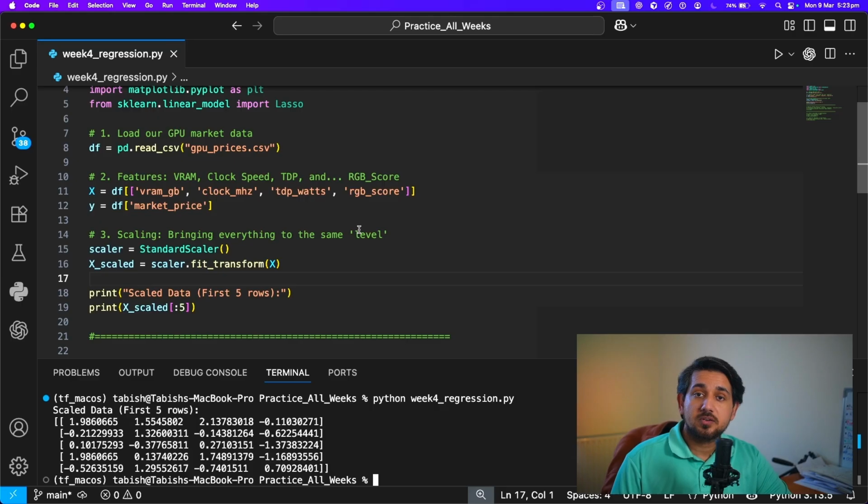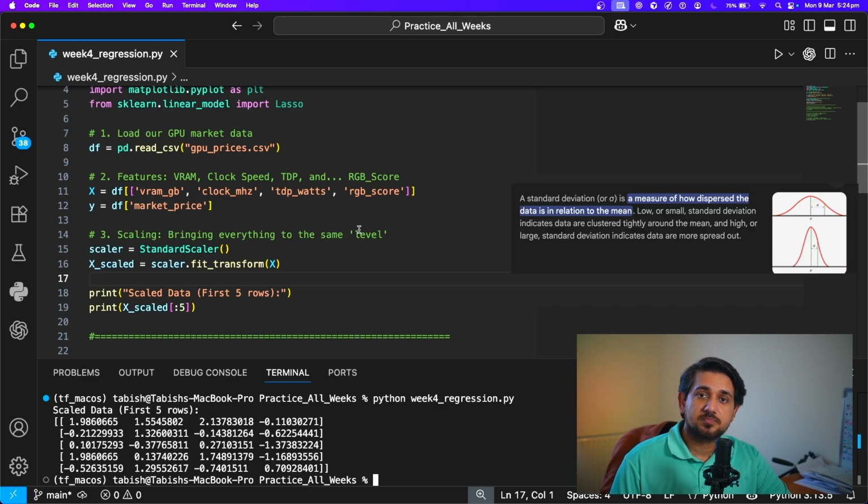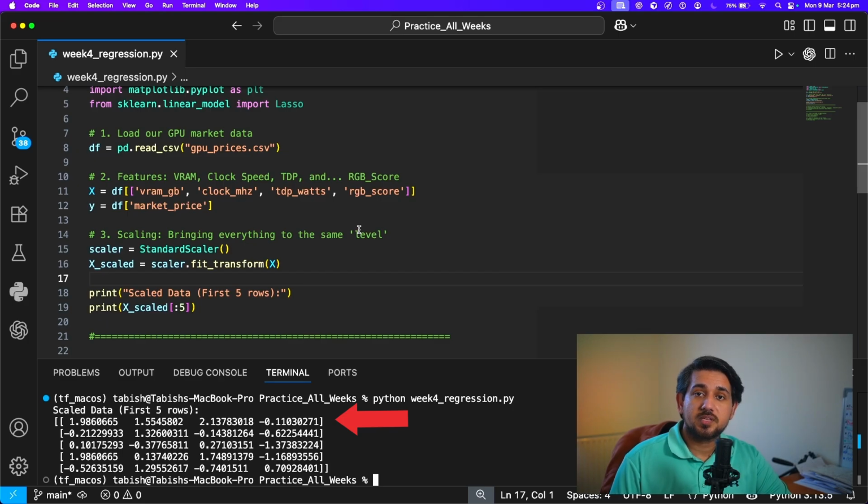Alright, this might look messy at first, but this is exactly what we want. Each number you're seeing now represents how far that feature is from the average, measured in standard deviations. So for example, look at the very first row. That means the VRAM is about 1.98 standard deviations above average. The clock speed is 1.55 above average. The TDP is 2.13 above average, and the RGB score is basically average, slightly below.